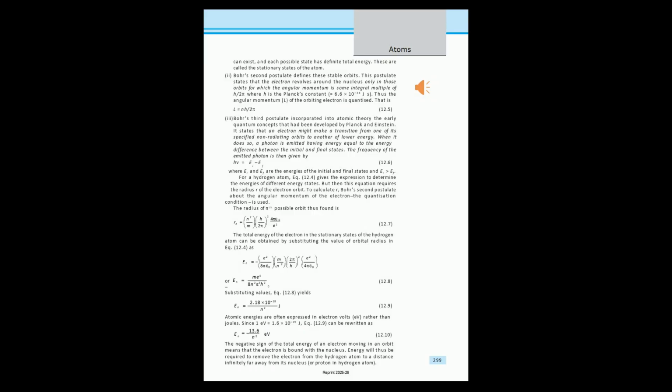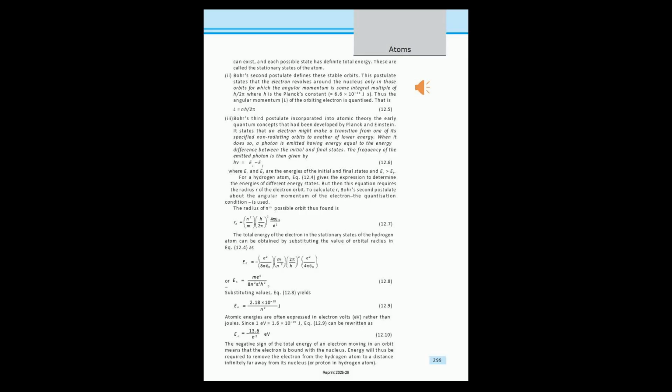And each possible state has definite total energy. These are called the stationary states of the atom. Bohr's second postulate defines these stable orbits. This postulate states that the electron revolves around the nucleus only in those orbits for which the angular momentum is some integral multiple of h by 2 pi. h is the Planck's constant, which is equal to 6.6 × 10^-34 joule second. Thus, the angular momentum L of the orbiting electron is quantized, that is, L = nh/2π.